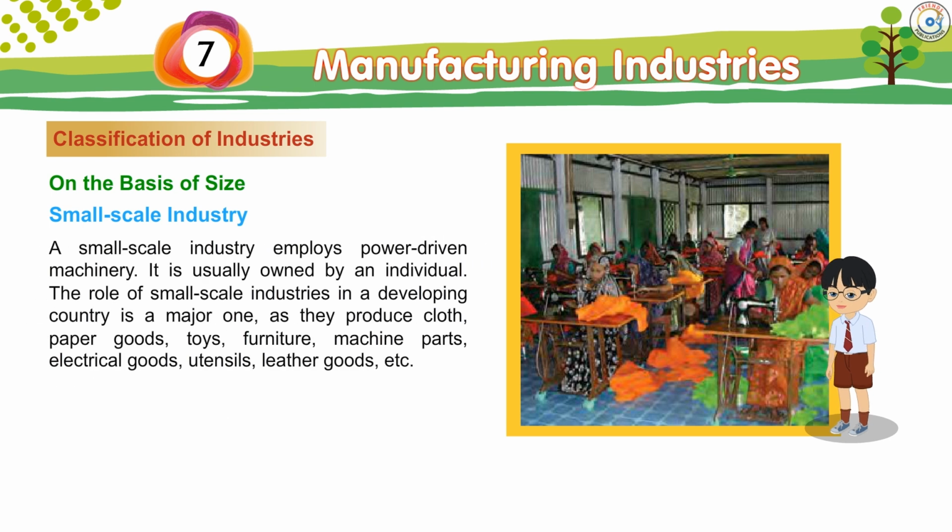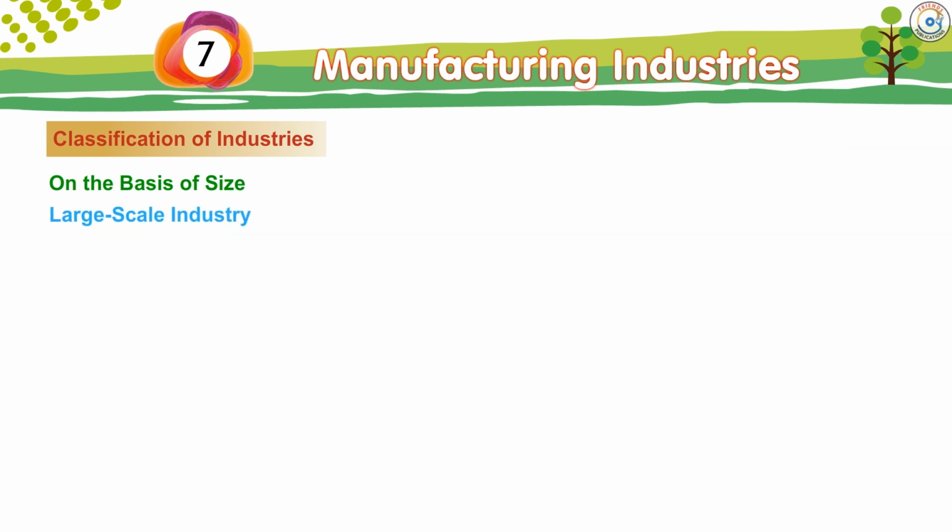A small-scale industry employs power-driven machinery. It is usually owned by an individual. The role of small-scale industries in a developing country is a major one, as they produce cloth, paper goods, toys, furniture, machine parts, electrical goods, utensils, leather goods, etc.